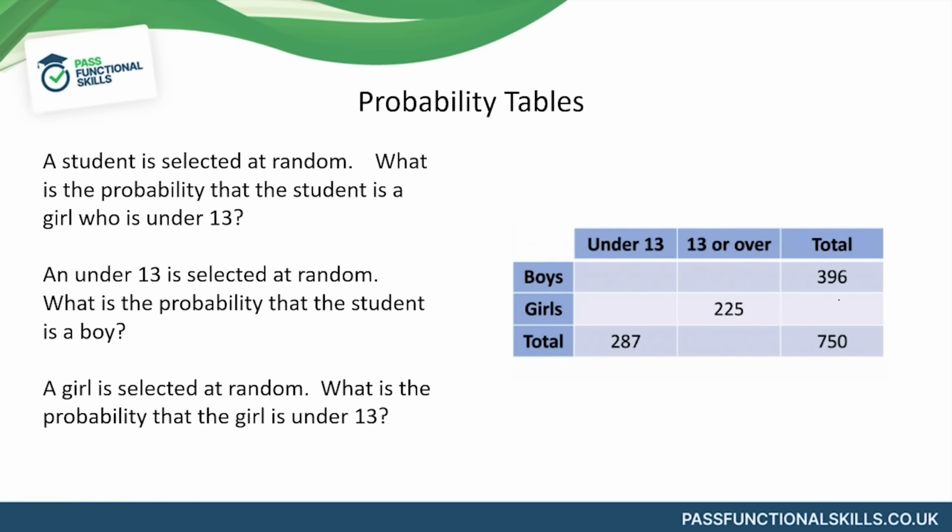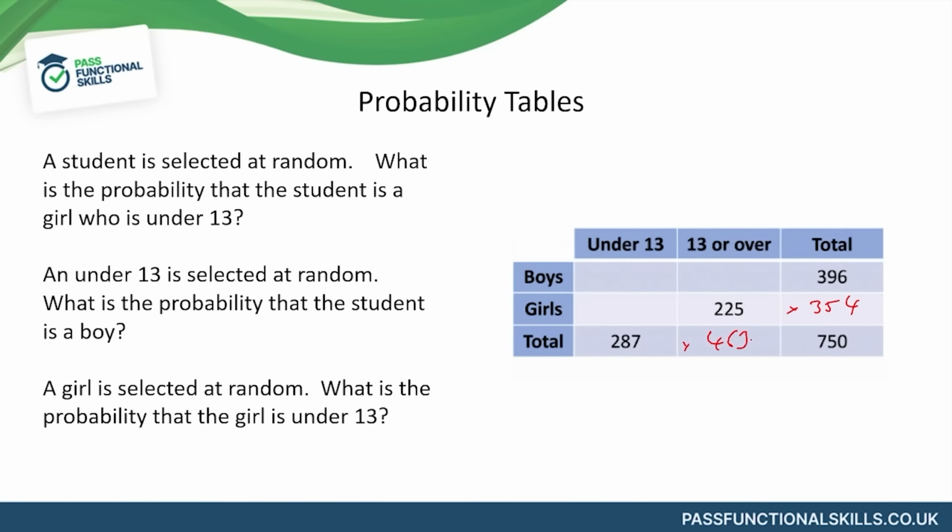So we've got one gap in this column, we've also got one gap in this row, so we can fill in these parts here. So we know there's 750 people in total, of which 396 are boys, so 750 take away 396 tells us that 354 are girls. Similarly, we know 750 people, that is the total, 287 are under 13, so the rest must be 13 or over. So to work out this value here, that is 750 take away 287, which is 463.